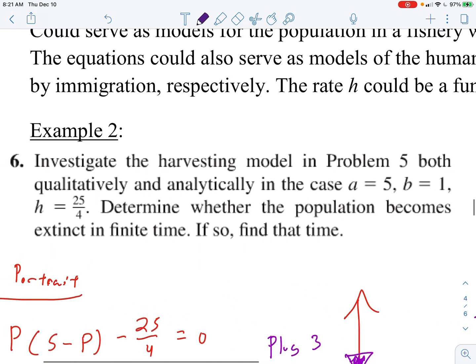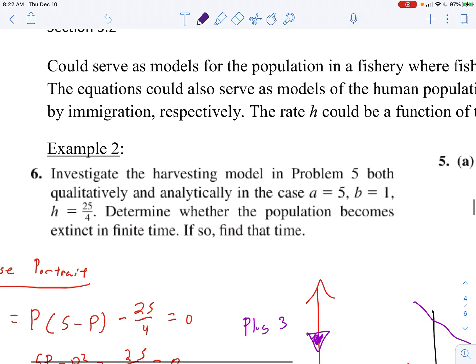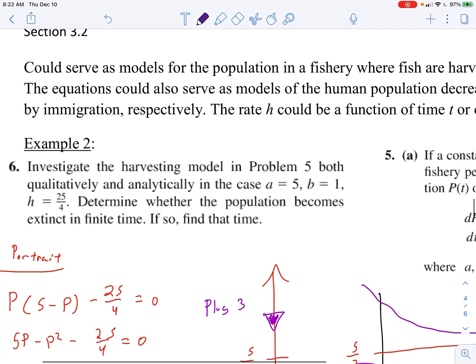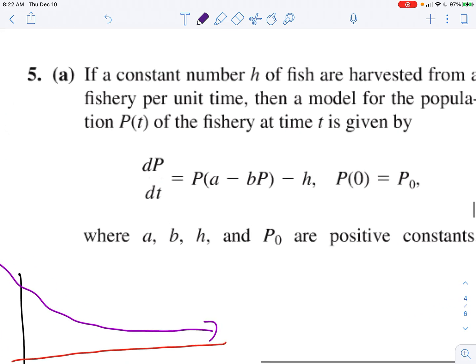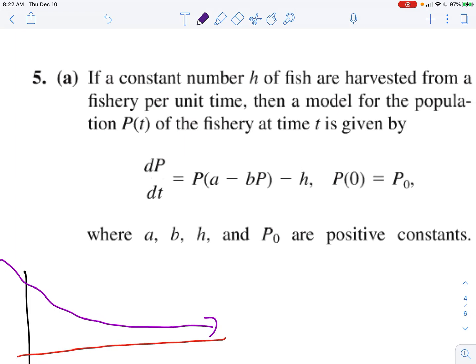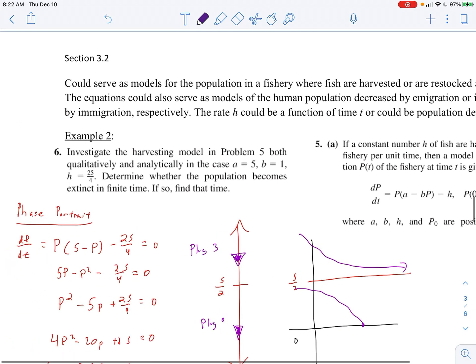So question 6: investigate the harvesting model in problem 5, both qualitatively and analytically, in the case A equals 5, B equals 1, H equals 25 over 4. Determine whether the population becomes extinct in finite time. If so, find that time. They give us the logistic equation in 5, which is dP over dt equals P times (A minus BP) minus H, where our initial P is P sub 0, the initial population.